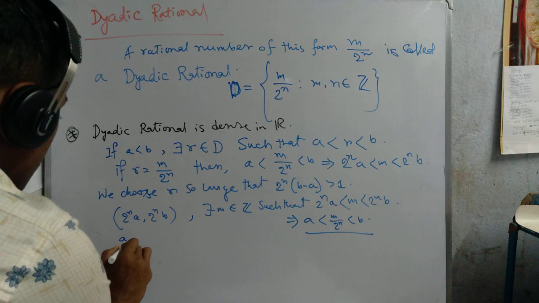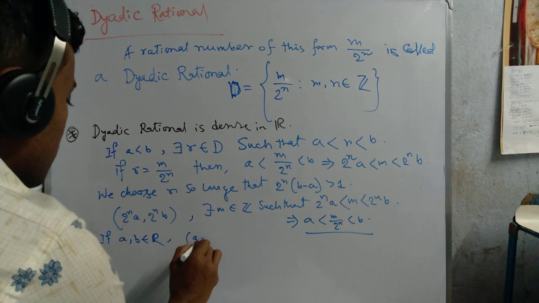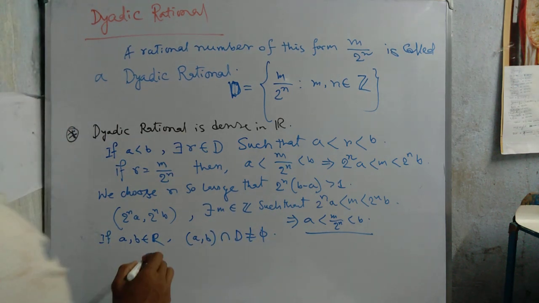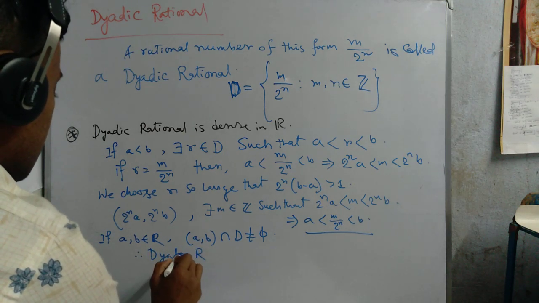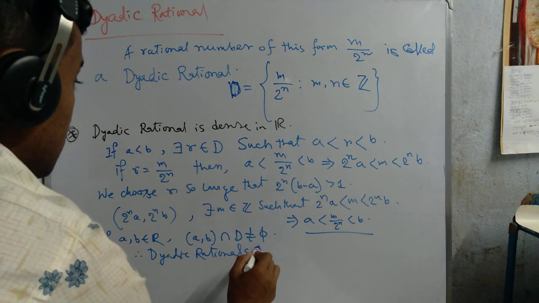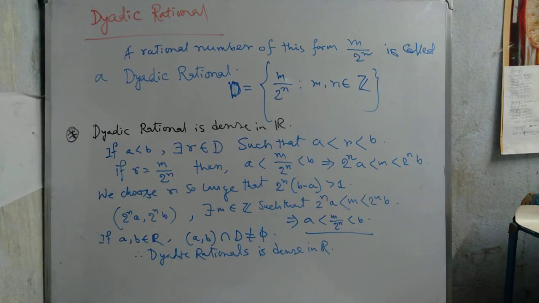So if a, b belong to R and this open interval intersection D is not equal to empty set, we get that dyadic rationals are dense in R. Understand? Now we erase that portion and go on to another discussion of one example.